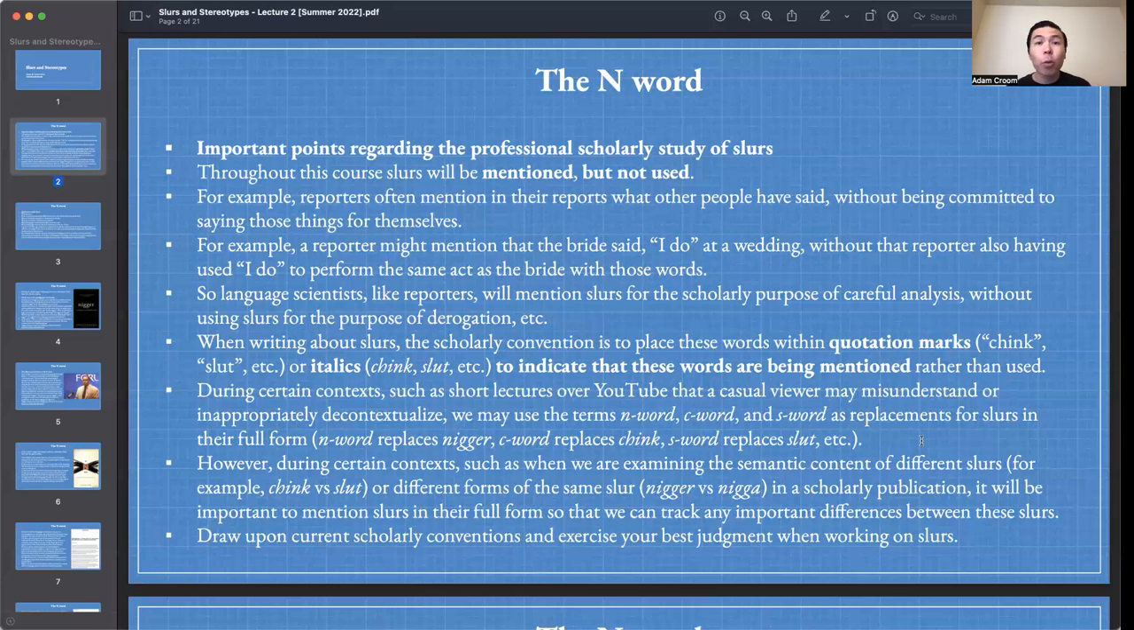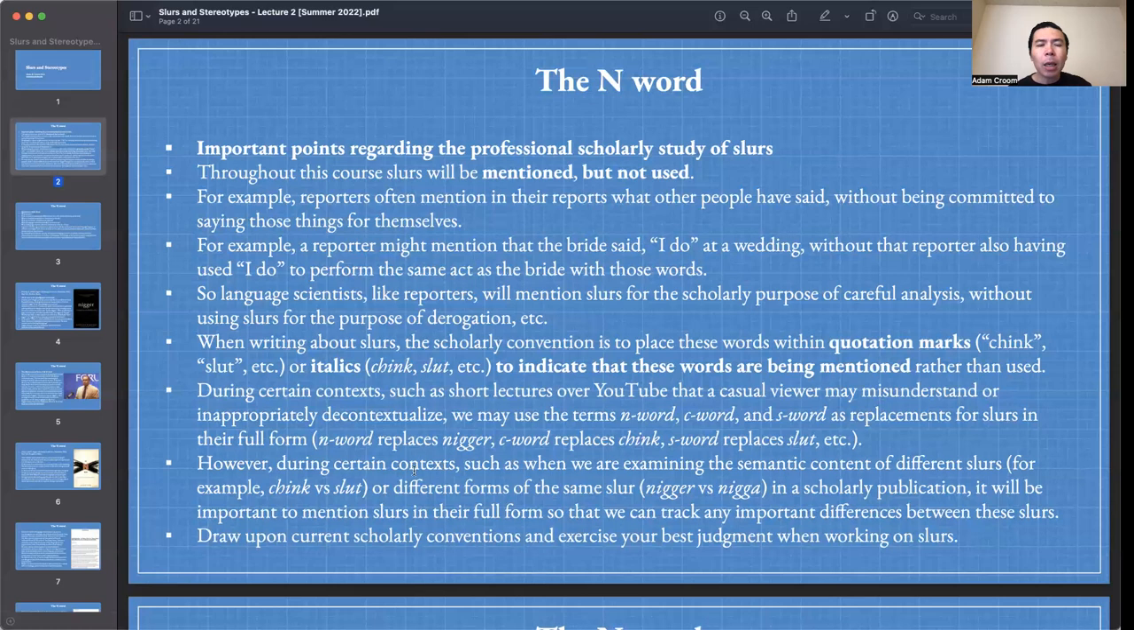Okay, and not just between in-group and out-group usage, but also there may be variability over time. Okay, we might see that the slur changes its spelling over time, or we might just want to track certain changes through time. Okay, so that being said, right, draw upon current scholarly conventions and exercise your best judgment when we're working on slurs. Be as informative as possible, but also always understand the audience that you're speaking to, making sure that you're not offending anyone, and so on. Okay.